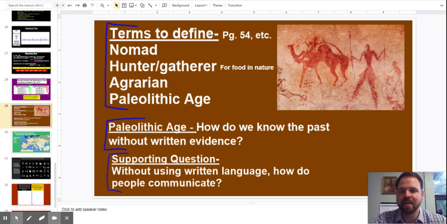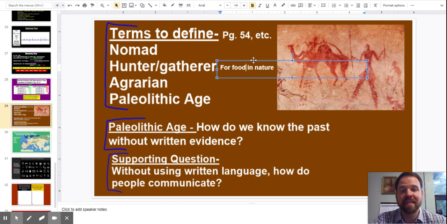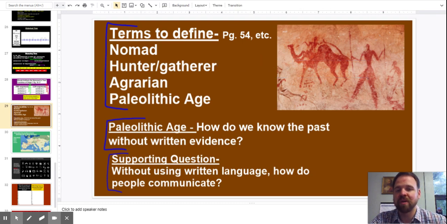Okay, there's going to be a difference there between this word right here, agrarian, but we're going to figure this out real quick. Okay, so we know they're nomadic because they're constantly moving around. We know that they're hunters hunting for food, and they're gatherers gathering things that are already found in nature. And we're going to move on to agrarian.